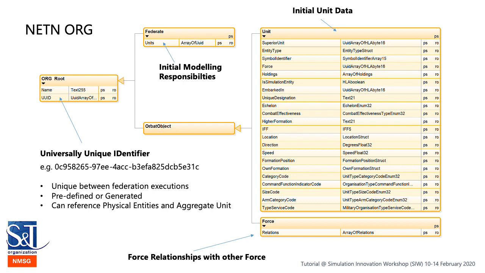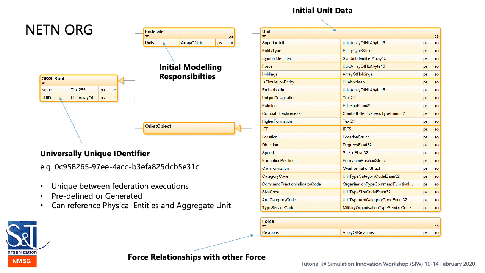We also have a way of representing the initial allocation of modeling responsibilities. So we register each federate, each simulation. We can indicate which units will belong to that federate, what federate will have the responsibility of modeling that specific unit. One of the key attributes here is the universally unique identifier. In RPR FOM, we have one way of identifying platforms and aggregate entities, and it's based on site, application, and an auto-generated number counter.